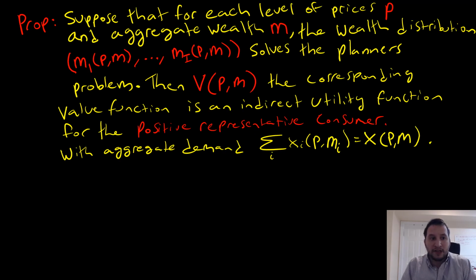Now that we have our definitions out of the way, we're going to make a proposition. A proposition is just like a theorem. Suppose that for each level of prices P and aggregate wealth M, the wealth distribution M_i, from 1 to I, as a function of P and M, solves the planner's problem. Then V as a function of P and M is the corresponding value function and indirect utility function for the positive representative consumer, with aggregate demand, which is the sum of all individual demands, equal to the demand solved for through the planner's problem.